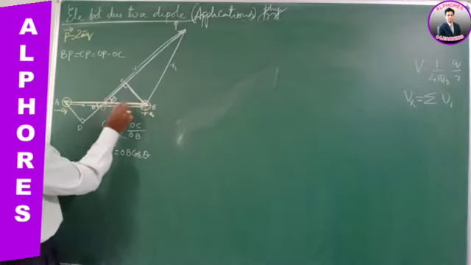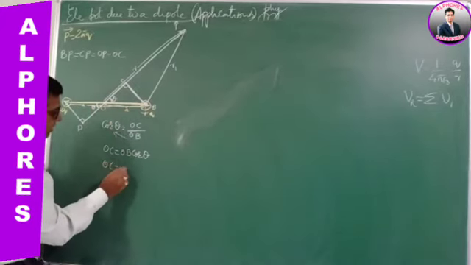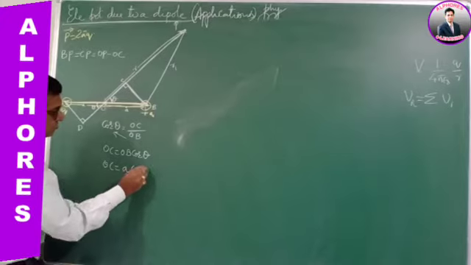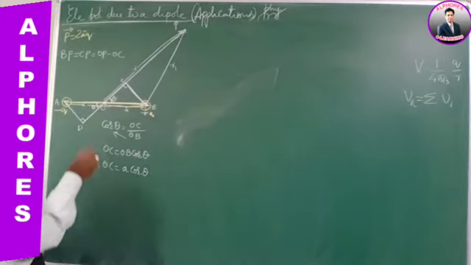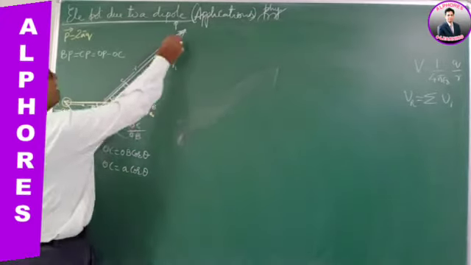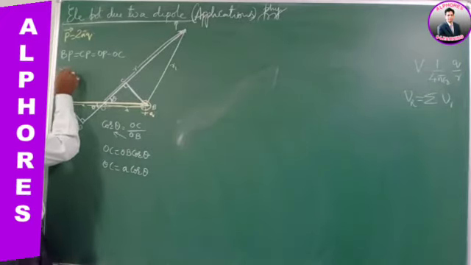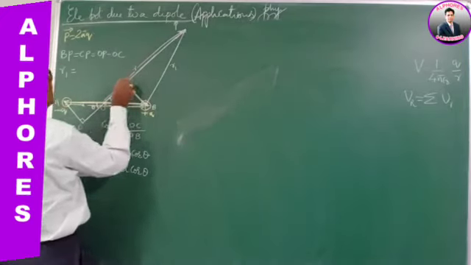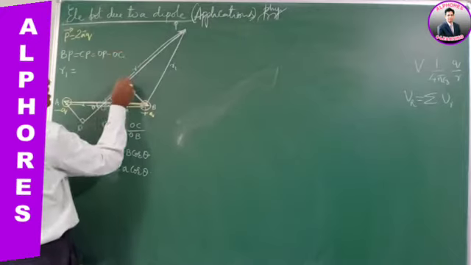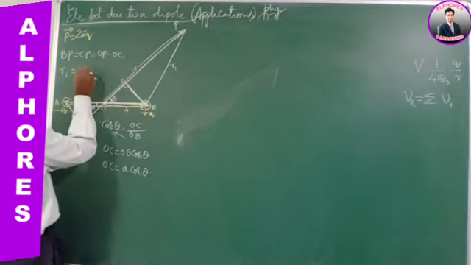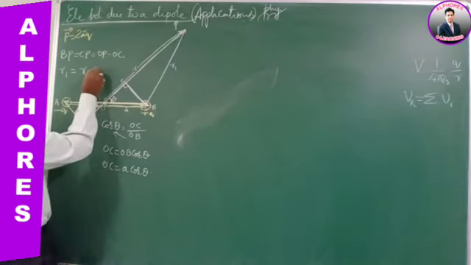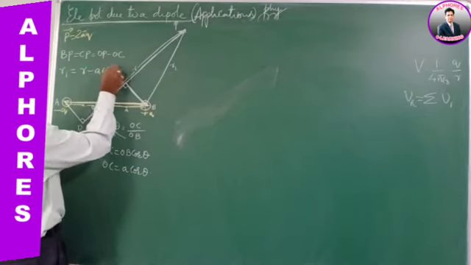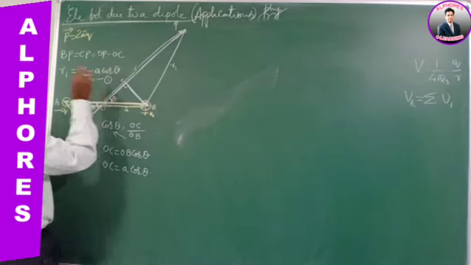But OB is nothing but A. So OC is A cos theta. So therefore BP is nothing but R1. So R1 is equal to, this is CP. CP is OP minus OC. So OP is R minus OC, which is A cos theta. This is equation 1.